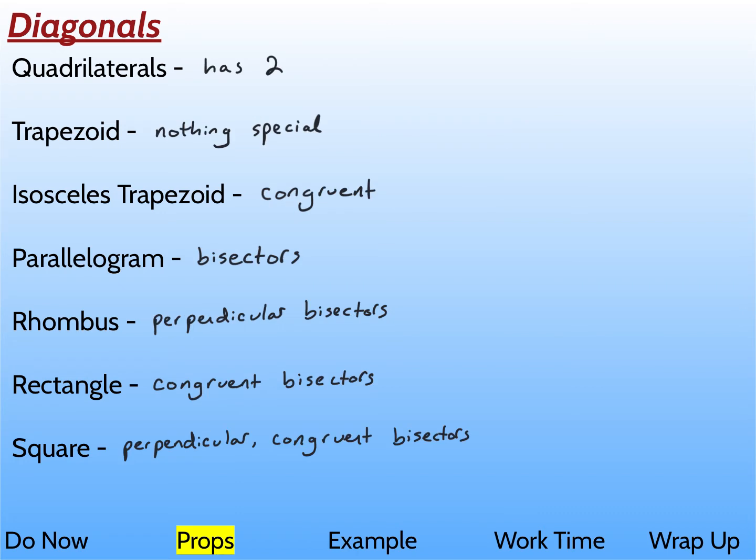And in terms of diagonals, for a quadrilateral and a trapezoid, nothing special. They both have two diagonals. Isosceles trapezoid actually has congruent diagonals. For a parallelogram, they bisect each other. For a rhombus, they're bisectors, but they're also perpendicular, meaning they make 90-degree angles. For a rectangle, they're congruent, but they're also bisectors. And for a square, they got it all. They're perpendicular, 90-degree angles. They're congruent, so they're the same length, and they bisect each other.